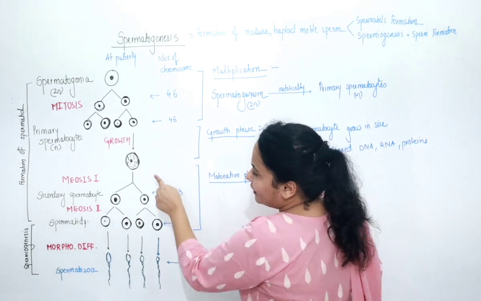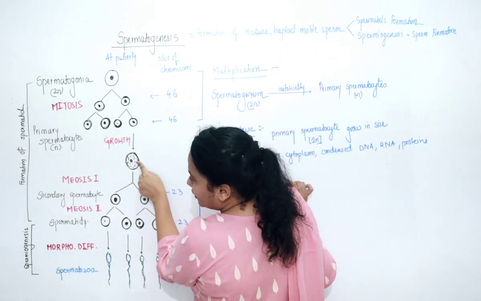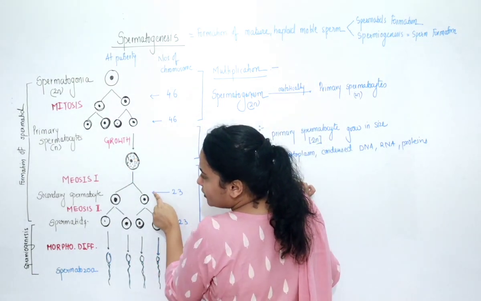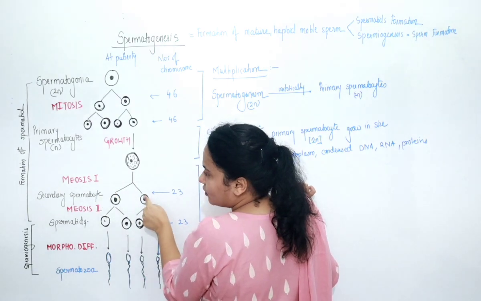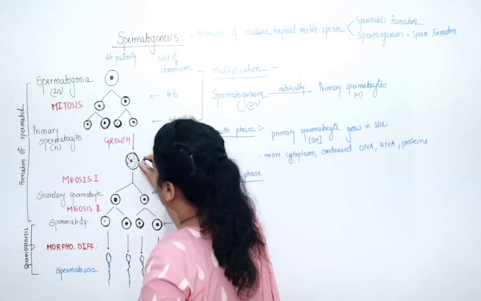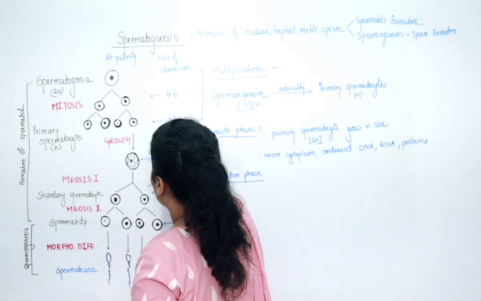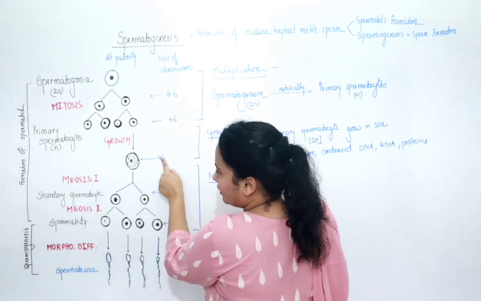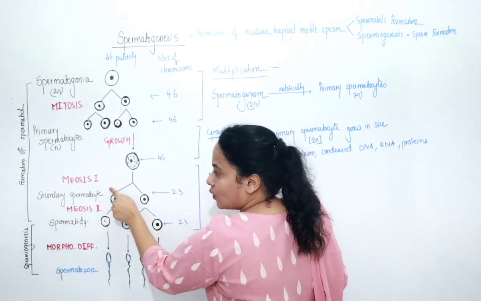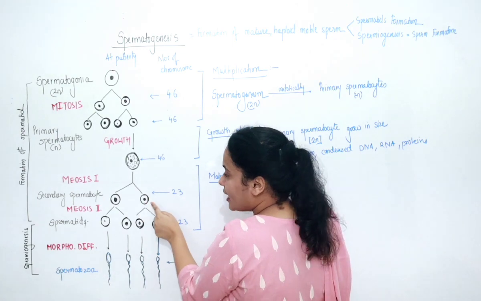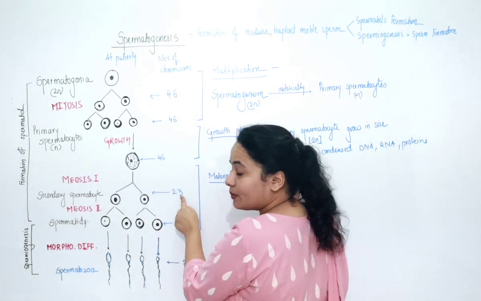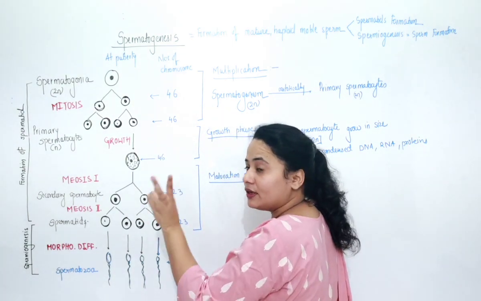Now here I have told you that this is also primary spermatocyte only. It will undergo meiosis 1. So if this is 2n, as we know the number of chromosomes is 46 right now, it will undergo meiosis 1, which is reductional cell division, and here it will get reduced and become half, that is, it will become 23.